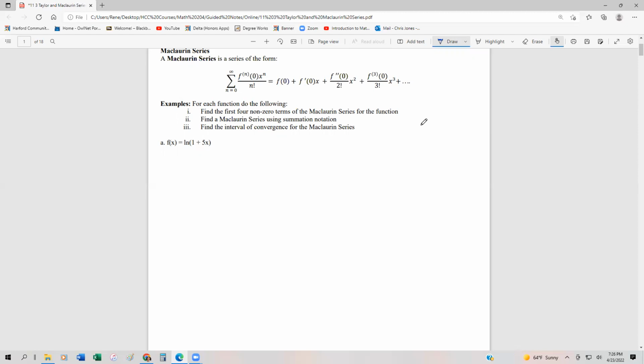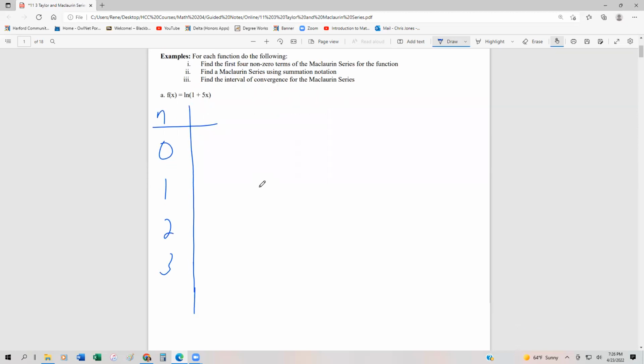I'm going to call this n, and that's going to be 0, 1, 2, 3. If we need another one, then we'll go up to 4. And these are just going to be the derivatives, so this is going to be f^(n) of x. The 0th derivative, remember, is always going to be the original function, ln of 1 plus 5x.